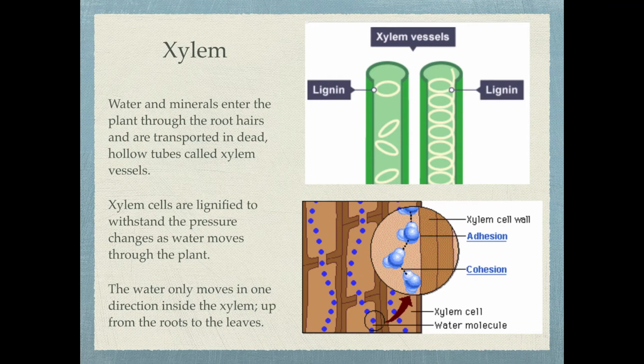I always remember cartoons, when they die, have X's in their eyes. So the name that starts with X is the dead tube in the plant. So xylem are dead hollow tubes. They have these special rings inside them, which you can see in the picture in yellow, called lignin.